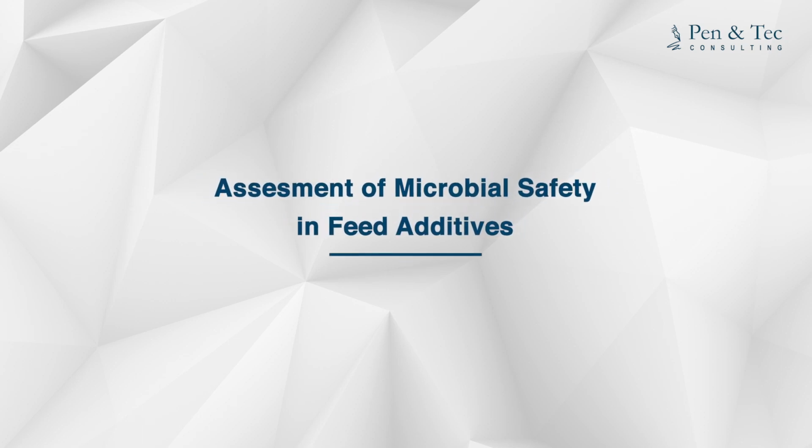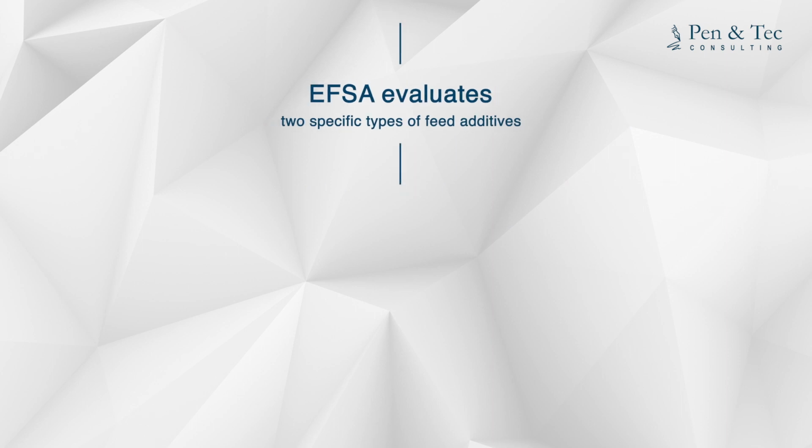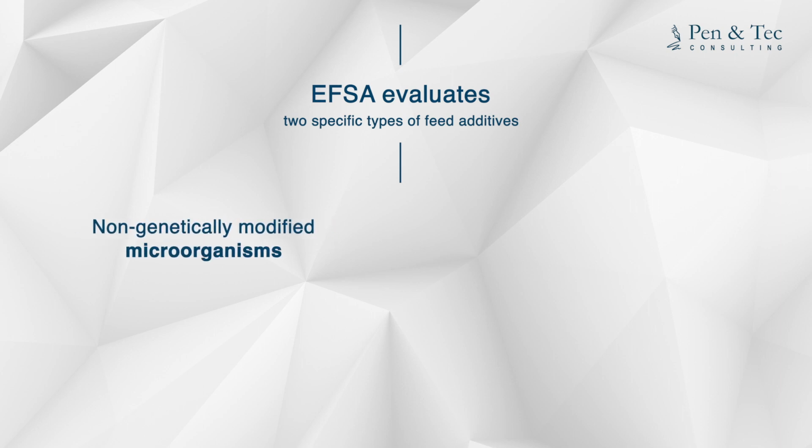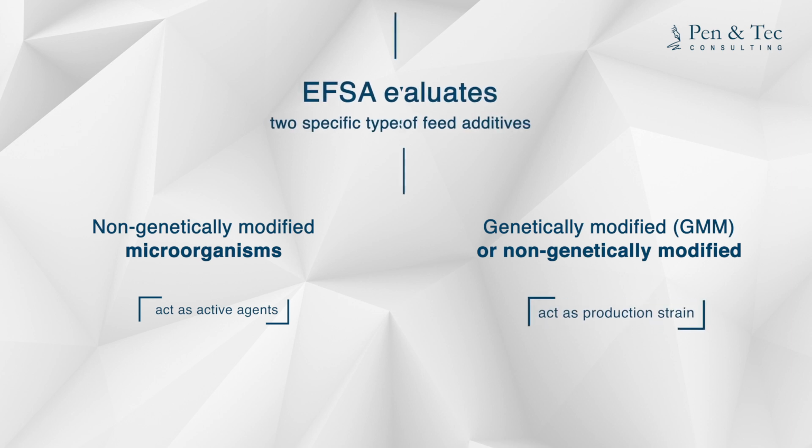Assessment of microbial safety in feed additives. EFSA evaluates microbial safety of two specific types of feed additives: feed additives containing viable, non-genetically modified microorganisms, which act as the ingredient in the feed additive, and feed additives produced by fermentation using genetically modified or non-genetically modified microorganisms, in which the microorganism functions as the production strain.